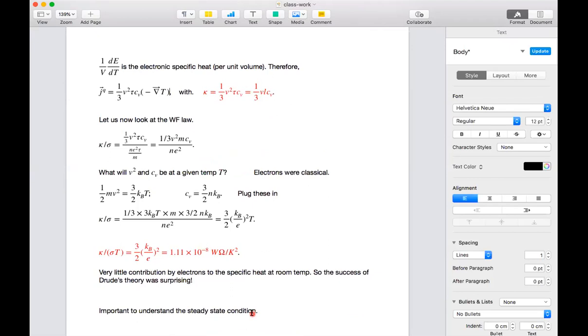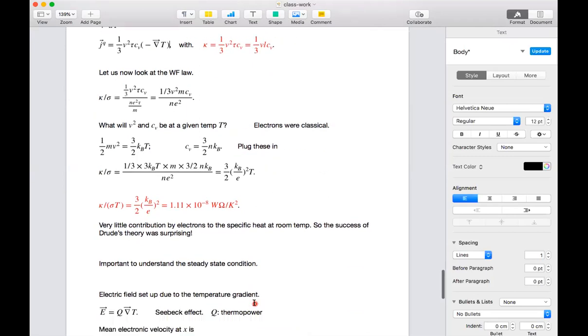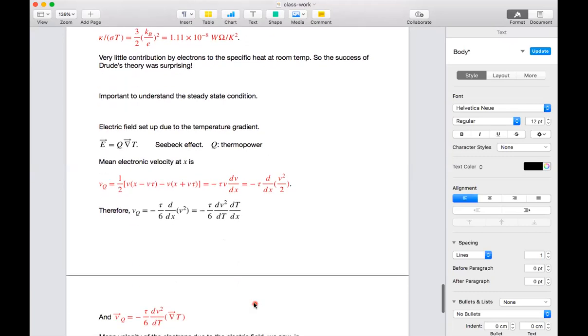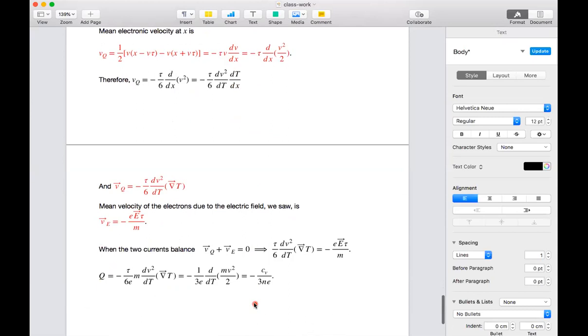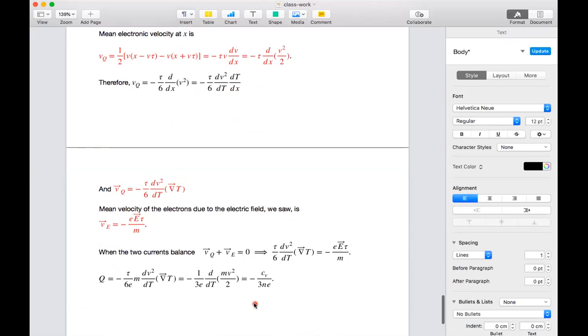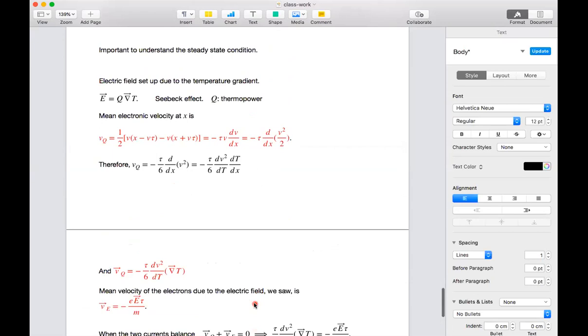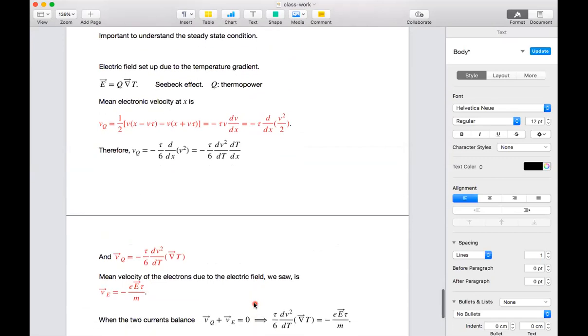No. We are calling the steady state when you have flow of thermal current, but not electrical current. Or, in other words, how should I put it? Okay, why don't I go through the rest of it? Maybe it will answer your question already. Because what we are trying to say is that in the steady state, these thermal currents and the electrical currents should balance each other.